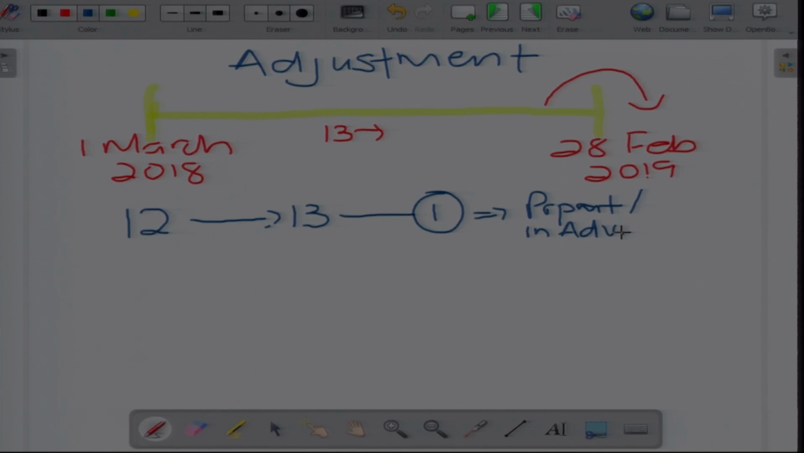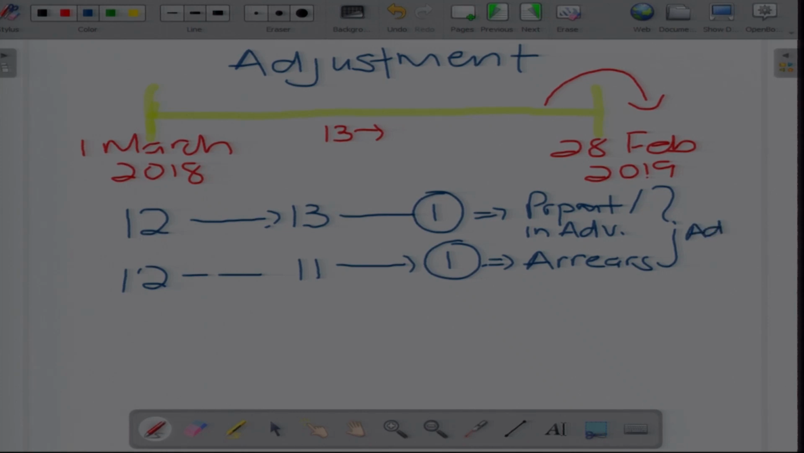And this is an adjustment. So it means that this 1 month that you paid extra, you must take it out of this financial year. Let's say you need to pay for 12 months, but you only paid for 11 months. Basically, this means that there's 1 month outstanding. So the 1 month is in arrears, but you need to account for it. Why? Because it belongs in this financial year, and then that means you need to adjust it.